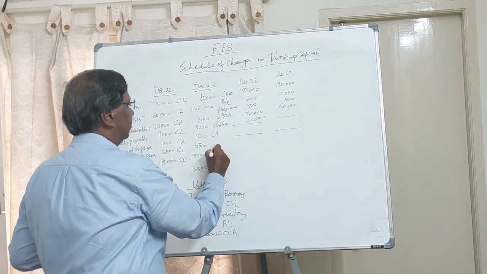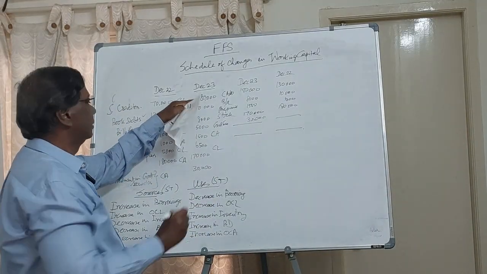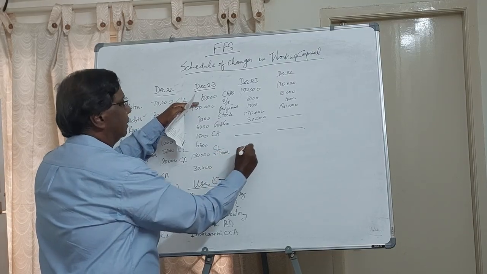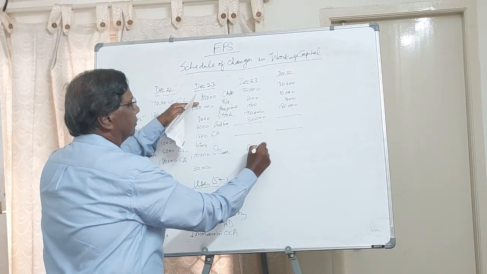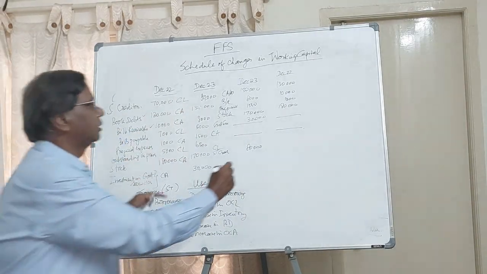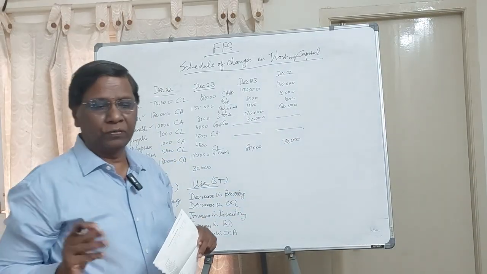Okay. Now current liabilities. Now we have taken current liabilities: Sundry creditors 80,000. Okay. Sundry creditors 80,000. This is 70,000. On the point. So are you following with me?